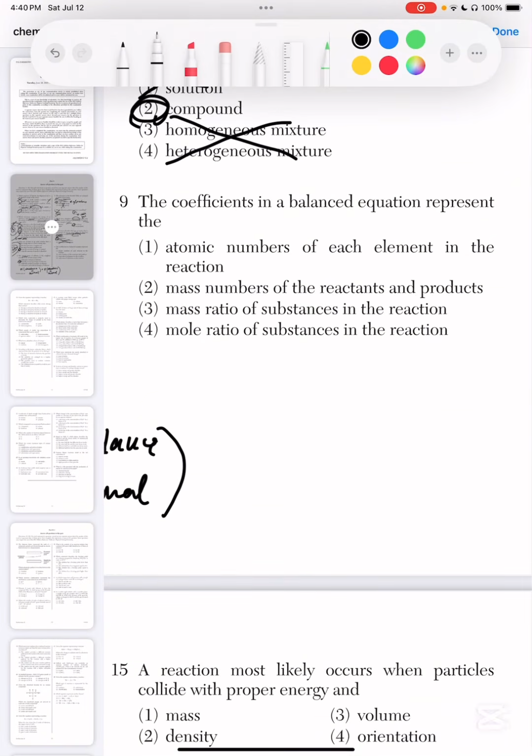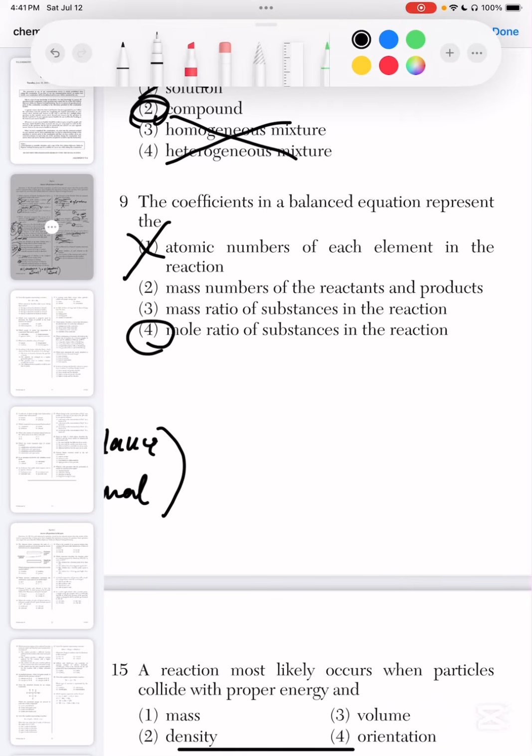The coefficients in a balanced equation represent... I think this is pretty straightforward. It can't be the atomic numbers of each of the elements in the reaction. That just doesn't really make sense.